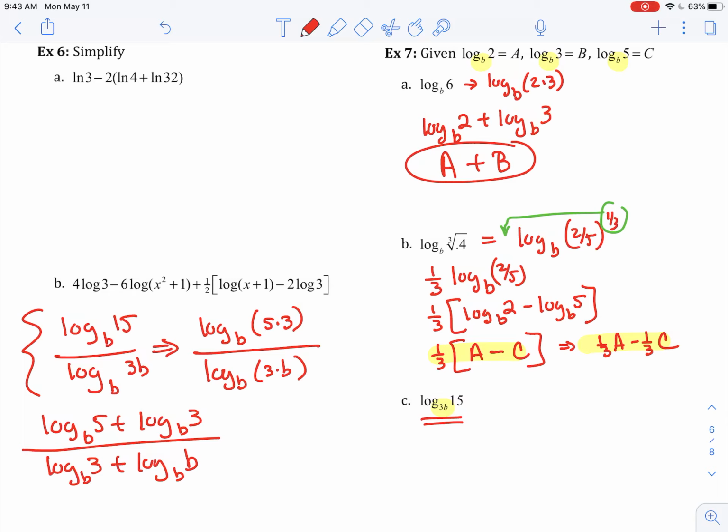And now if we go and we make substitutions for each of those terms, the top left, log of 5 base b is equivalent to C. The top right, the log of 3 base b is equivalent to B. Bottom left, log of 3 base b is equivalent to B. And bottom right, the log of b base b is equal to 1.